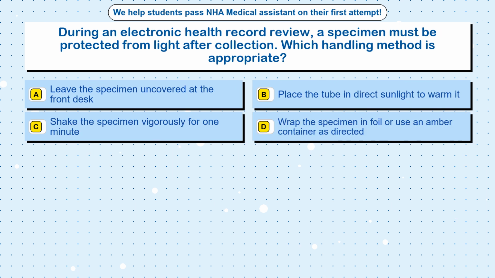Question 39. During an electronic health record review, a specimen must be protected from light after collection. Which handling method is appropriate? Option A. Leave the specimen uncovered at the front desk. Option B. Place the tube in direct sunlight to warm it. Option C. Shake the specimen vigorously for 1 minute. Option D. Wrap the specimen in foil or use an amber container as directed.